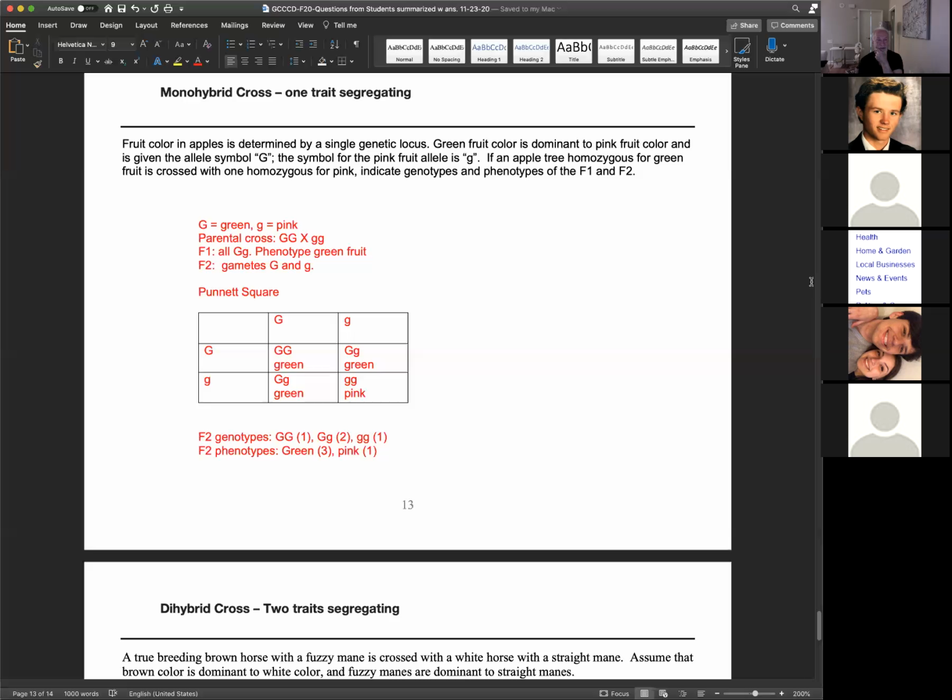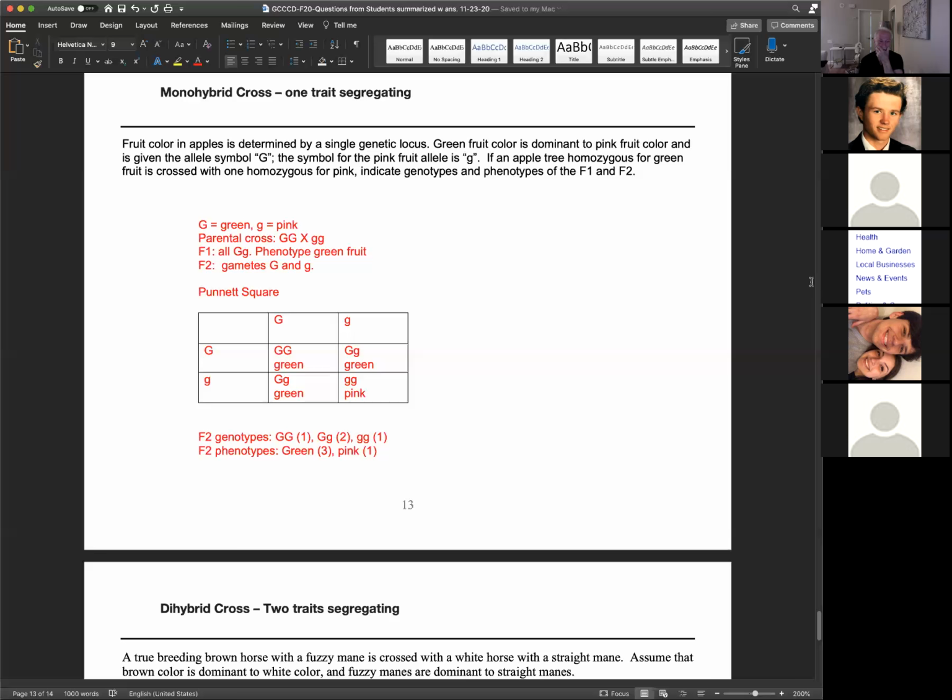So that would be small g, small g. Pardon me, I screwed myself up there. So small g. Remember, we have to have two copies of an allele, or two alleles at each locus for all the individuals that you're going to worry about in this class. They want to know the genotypes and the phenotypes of the F1 and the F2. So here's why we need to know what all those terms mean.